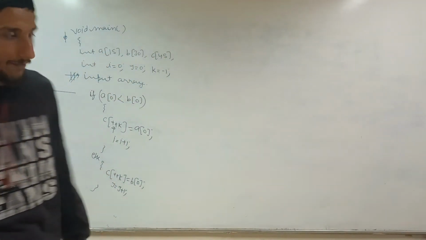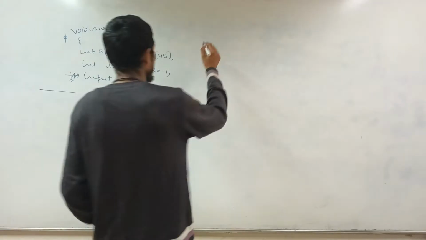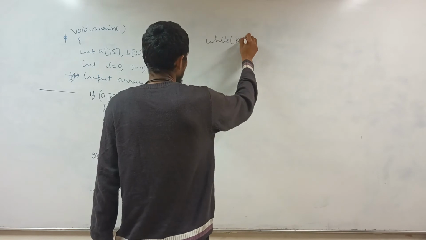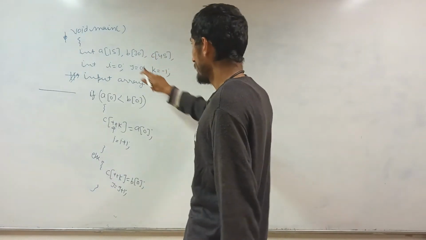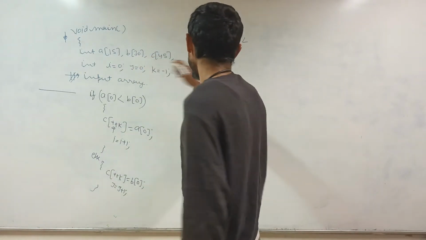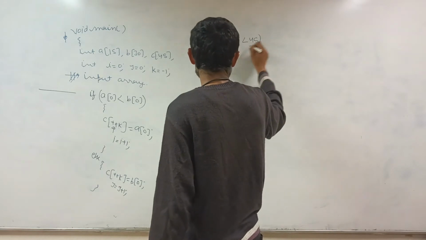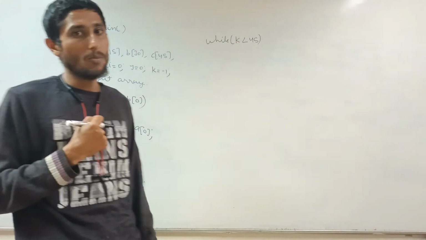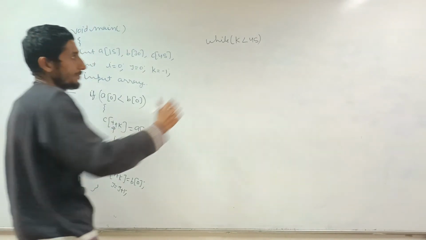Then what I will do, I will apply the loop, a while. The value of k should be less than or equal to 15 plus 30, that is 45. So the maximum number of elements can be 45. If there is no duplicate element, then all the elements will be copied. Okay, so the maximum size can be 45.